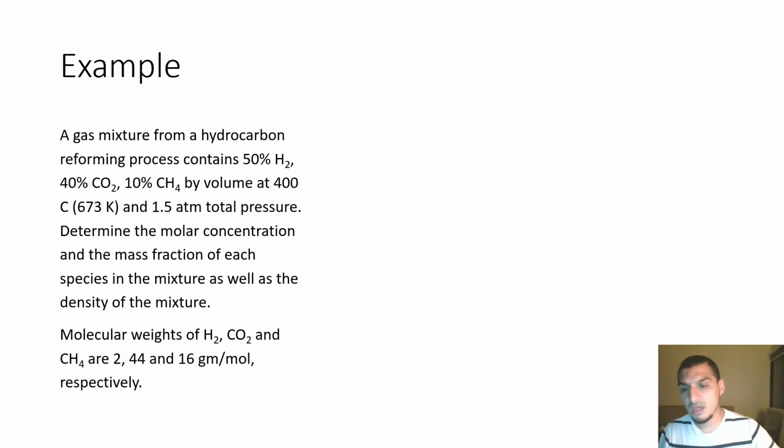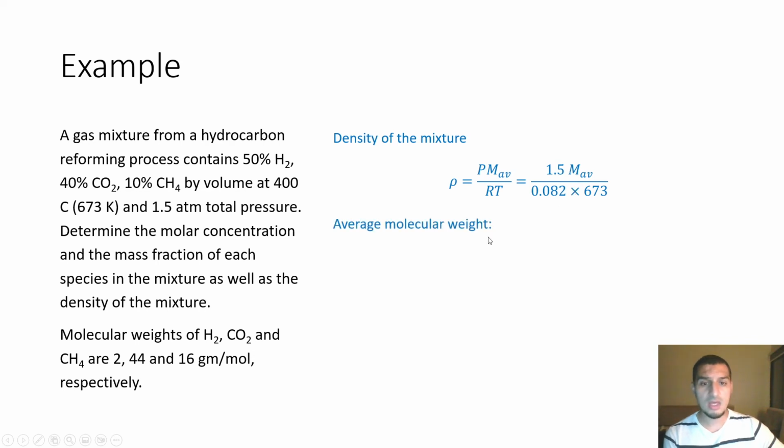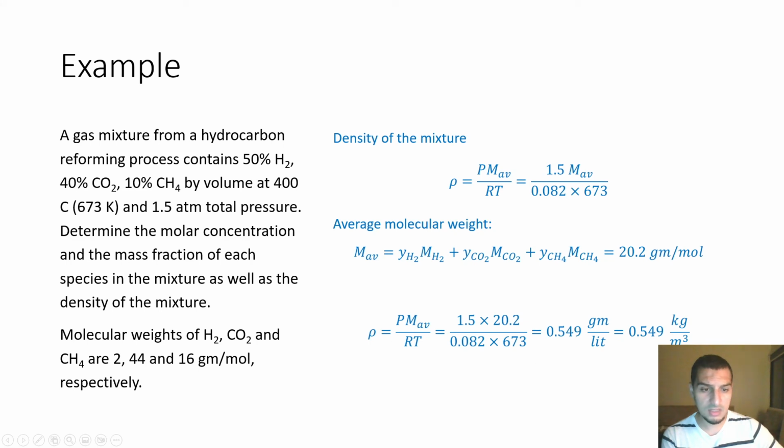The last thing is to get the average molecular weight, and we can get the average molecular weight from the ideal gas law by putting the equation in the form of PM equals rho RT. So this is how we can get the average density. We just need the average molecular weight, and again the average molecular weight can be got in the same way, and then we can get the average density of the mixture. So this is how we can do it.